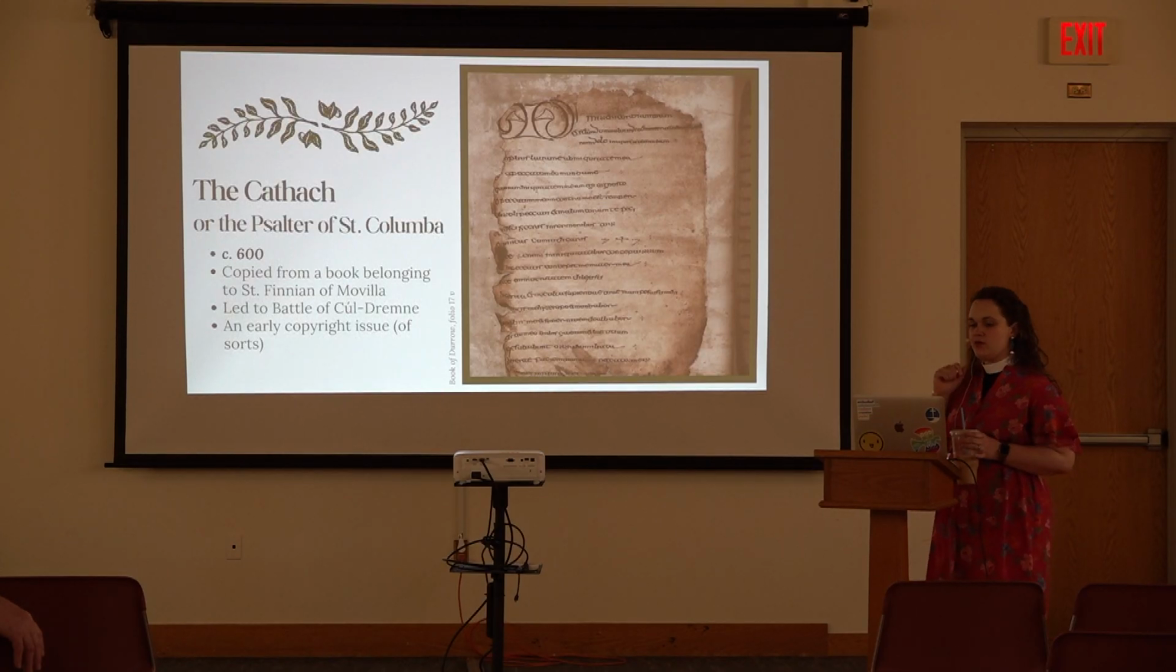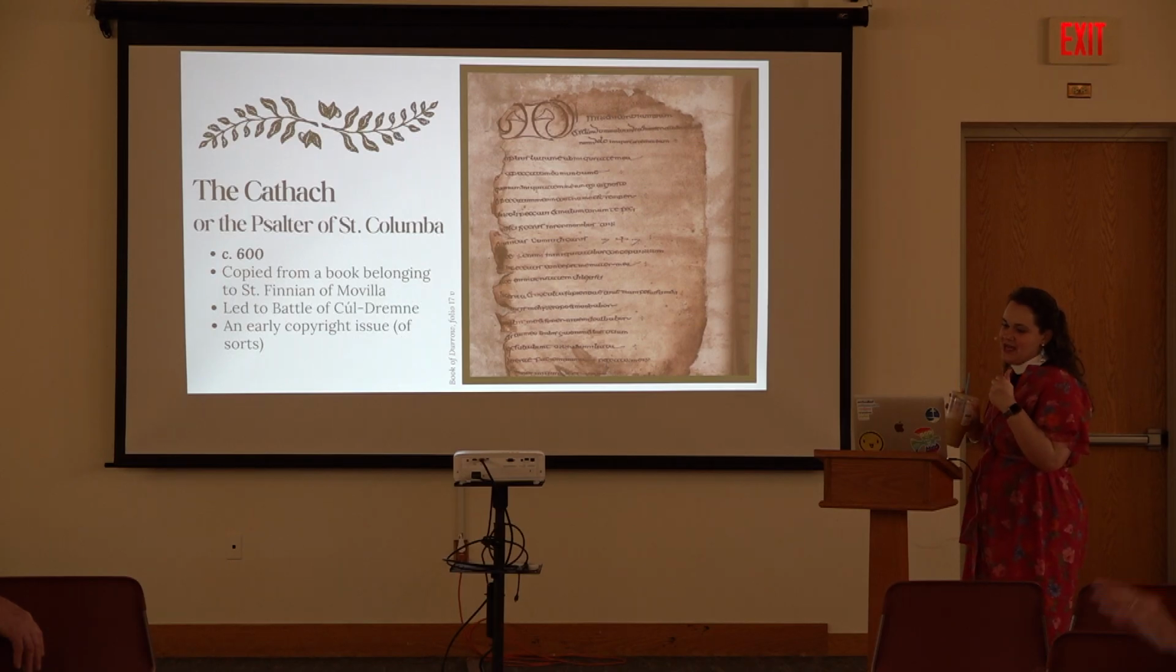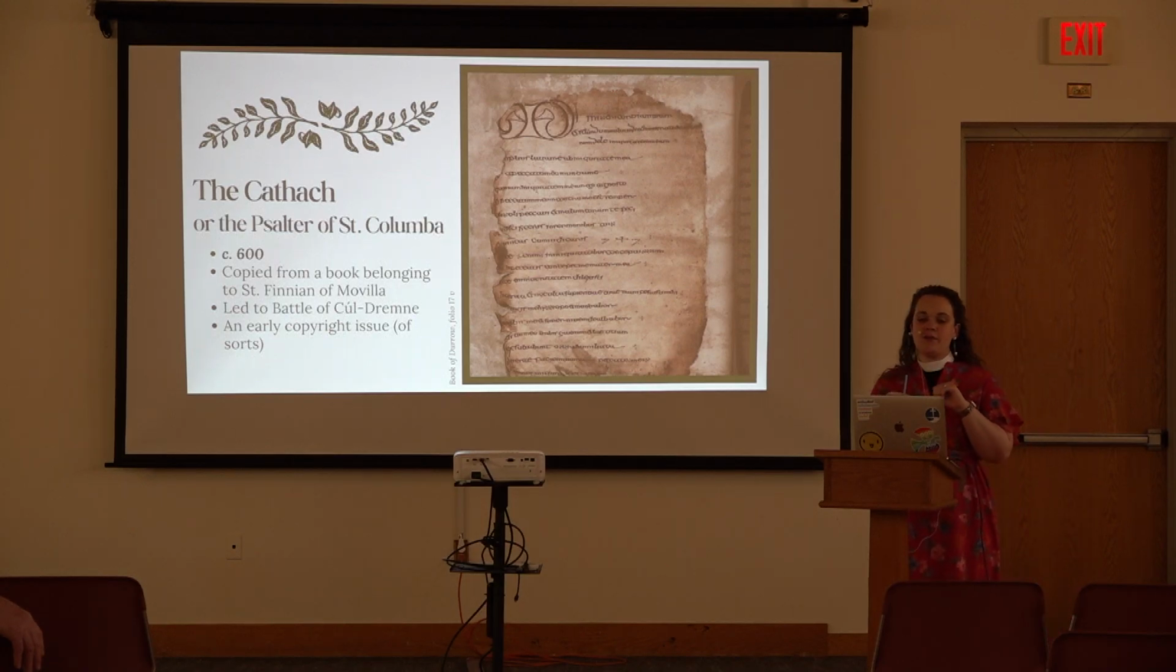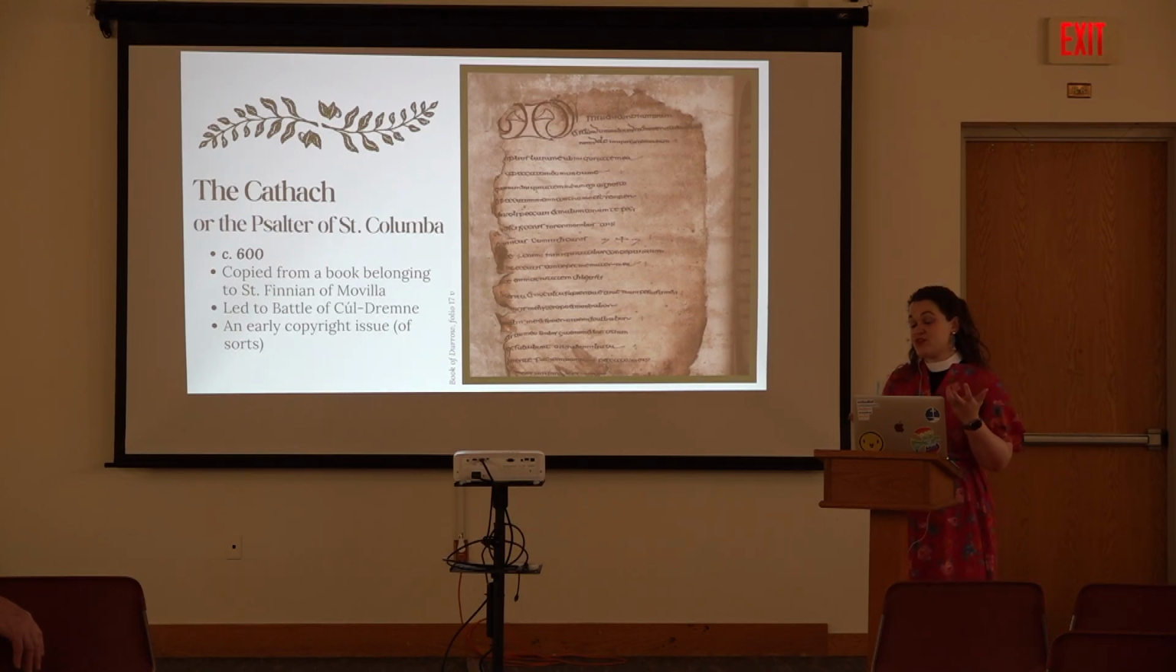So the first that we'll look at is the Psalter of Saint Columba, which makes sense for us to look at, of course. This book was written around 600, and it was likely copied from a book owned by Saint Finian, and was likely made by Columba himself.